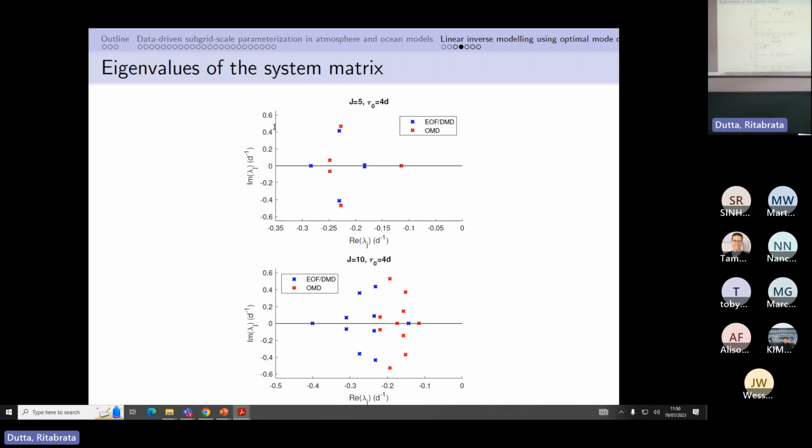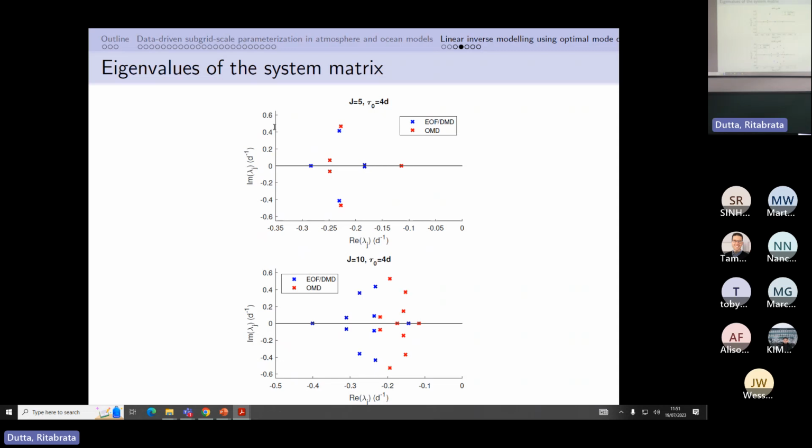And why is it better? You can look at the system operator, the system matrix. What are the eigenvalues? They give you the predictability of the system. That's the spectrum in the complex plane, the eigenvalues. Example with 5 patterns and 10 patterns at 4 days lag. Models are fitted, and the blue stuff is the DMD, and the red stuff is the OMD. We see there's a big improvement.